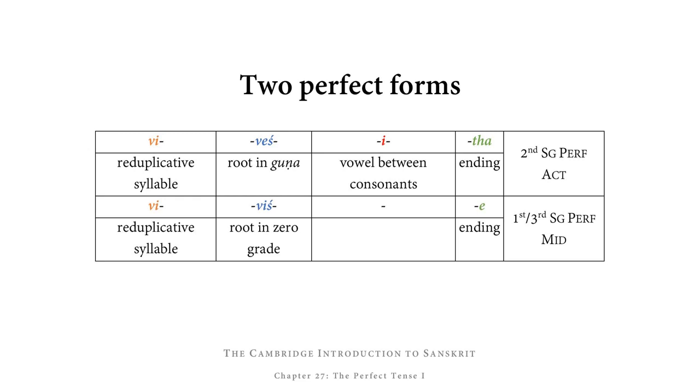Then we have vivishe, which is the form for the first and third singular perfect middle. We have vi, the reduplicative syllable, vish, the root in zero grade, because that's what we find throughout the middle, and then our ending e. Notice that the ending for the first and third singular is identical in the middle and also in the active. In the middle, the ending for first and third singular is e, and in the active, the ending for first and third singular is a.